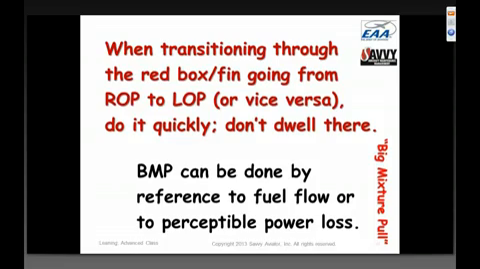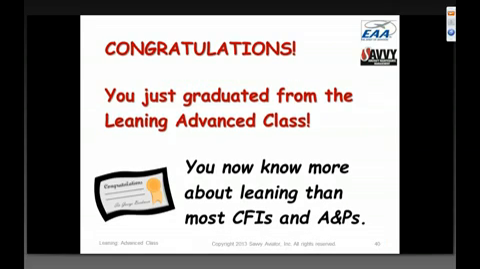And again, when transitioning through the red box or red fin, when you're going from rich of peak to lean of peak or the other way, we want to do it quickly. We don't want to spend any more time in the red area than we have to. So we just pull the red knob back briskly in 2 or 3 seconds. We can do it either by reference to the fuel flow gauge, or just lean to the onset of perceptible power loss. And once you feel a little power loss, you'll know that you're safely on the lean side of peak. And with that, you just graduated from the leaning advanced class.